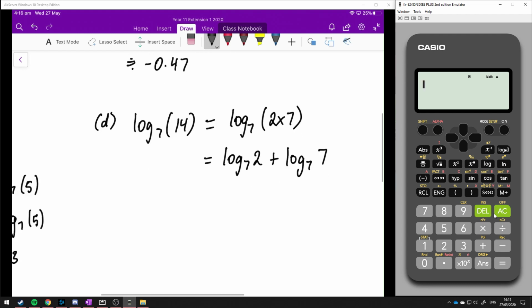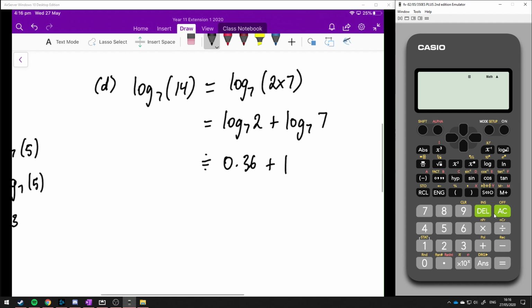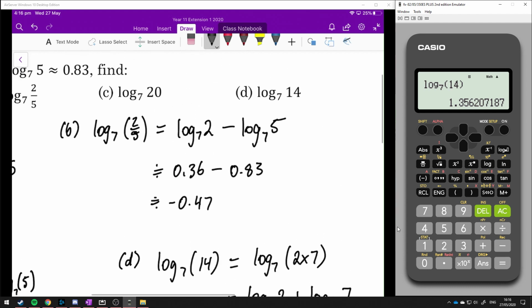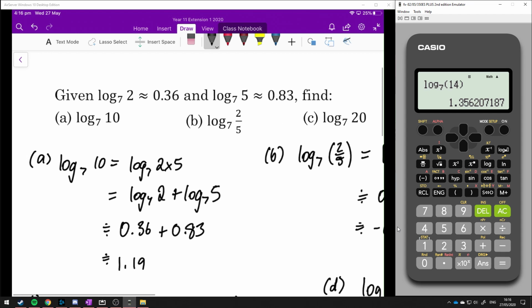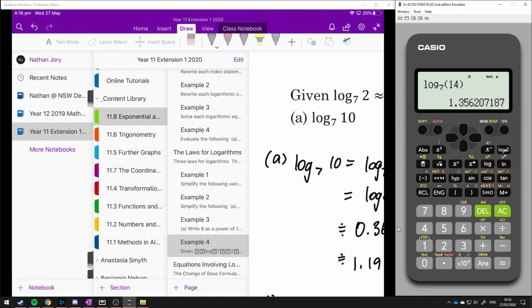And you might notice that we've got a log 7 of 7, so that's just equal to 1. So log 7 of 2 is 0.36. This is approximately, plus, even though the log 7 of 7 is exactly 1, the 0.36 is still an approximation. So this should be approximately equal to 1.36. And again, we can verify log 7 of 14. 1.36 if we round it up. Cool. Okay, so again, that's just applying log laws and using the approximations that we've got to then substitute those values in.